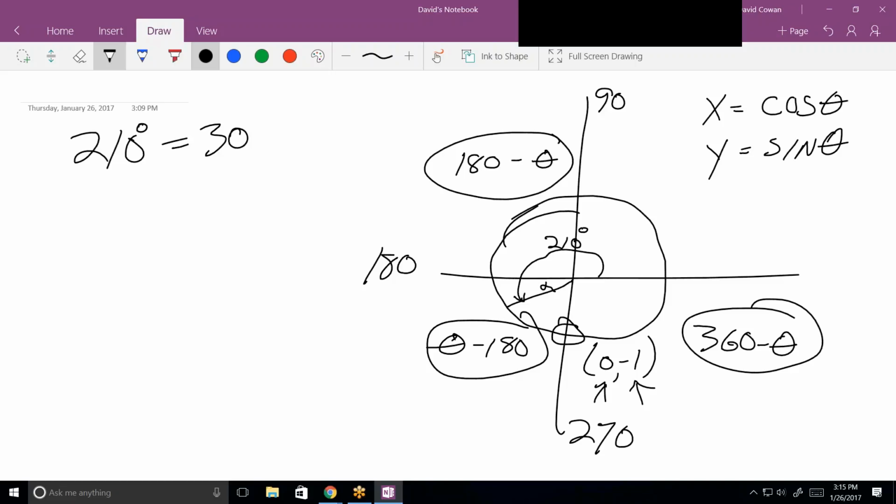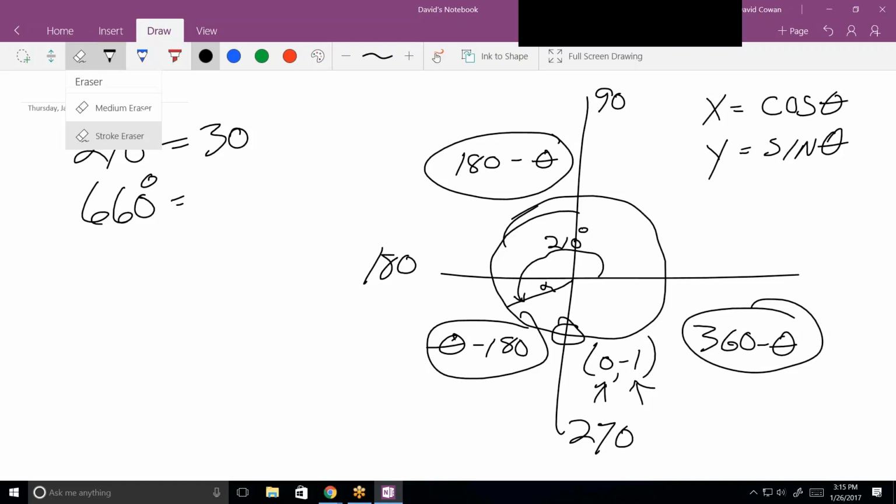Another one. All you needed was the reference angle. You just want to sketch the angle and then tell us the reference angle. So the next one is 660 degrees.